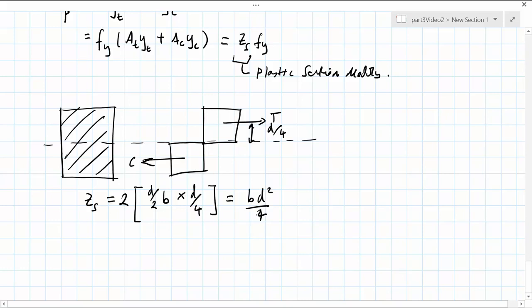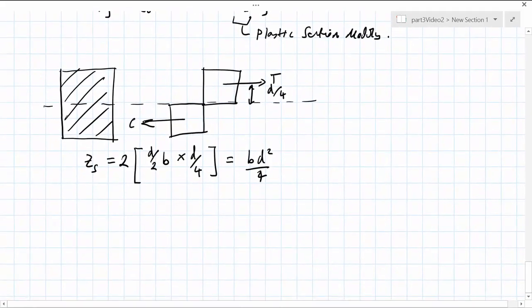This is a purely geometric quantity, so to turn this into a force quantity or a moment quantity, we need to multiply by the yield stress. So Mp is given by Fy times b d squared over 4, or Zs times Fy.